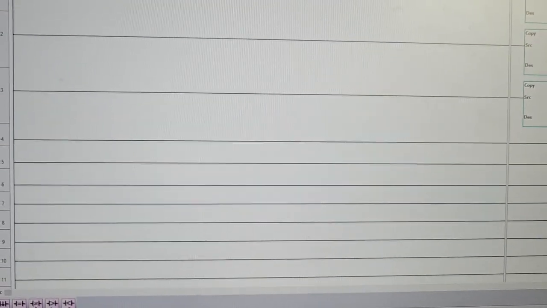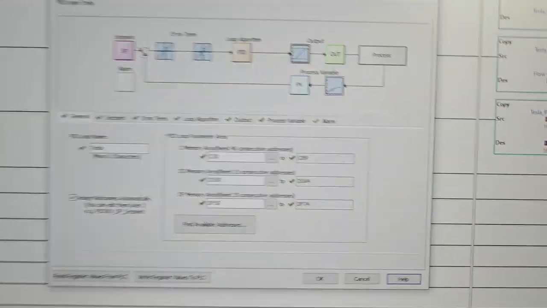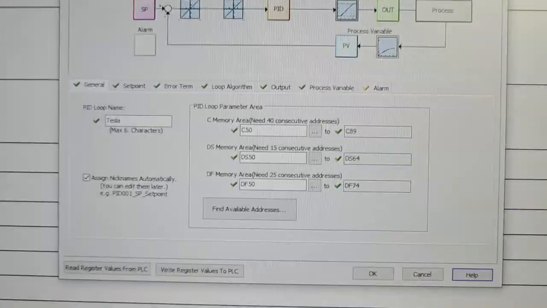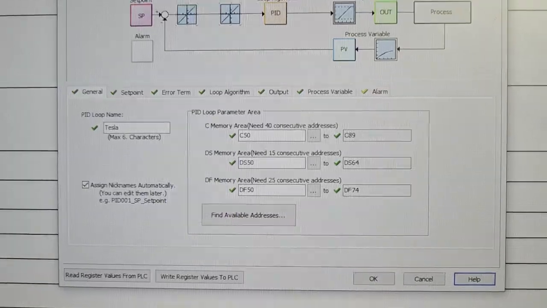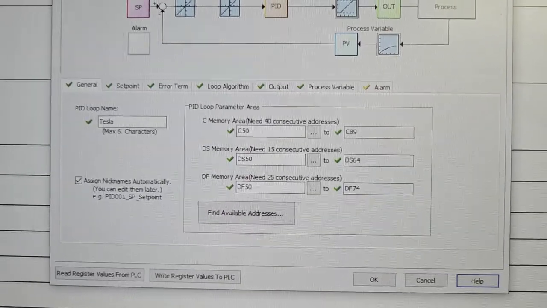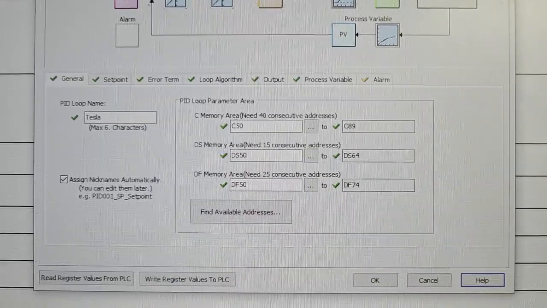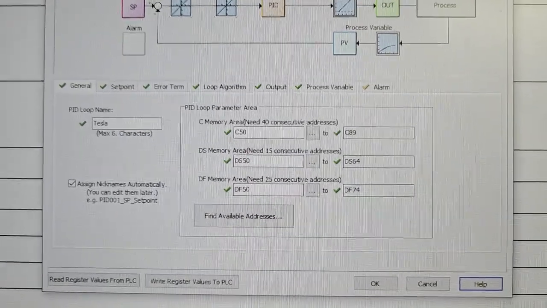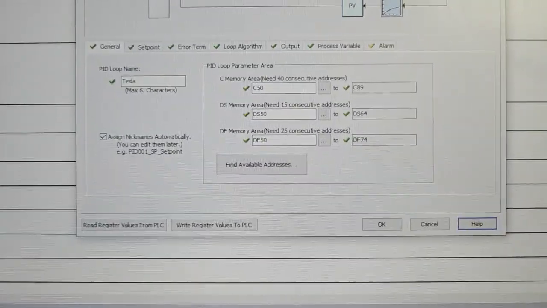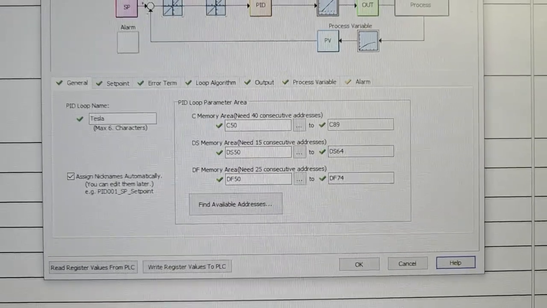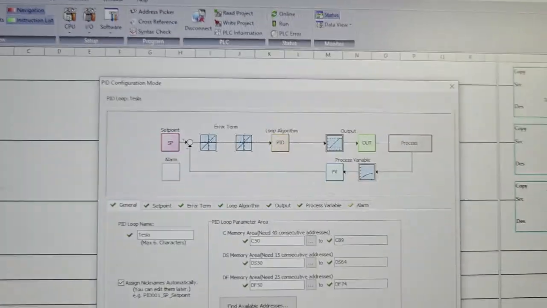Now going into our PID setup. For the general tab, we have C, DS, and DF memory allotted. The C is for binary on or off actions. The DS is for the integer values that are used throughout the tuning, and the DF is for the different calculations that are used to get the PID values.